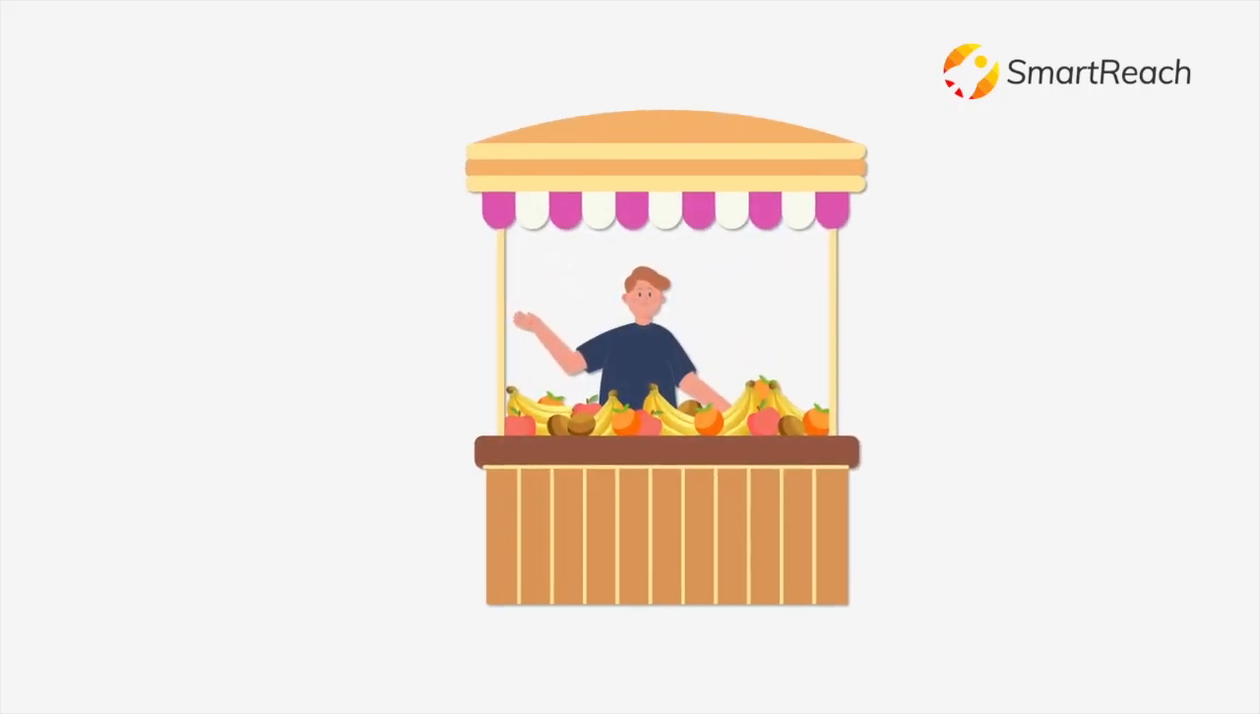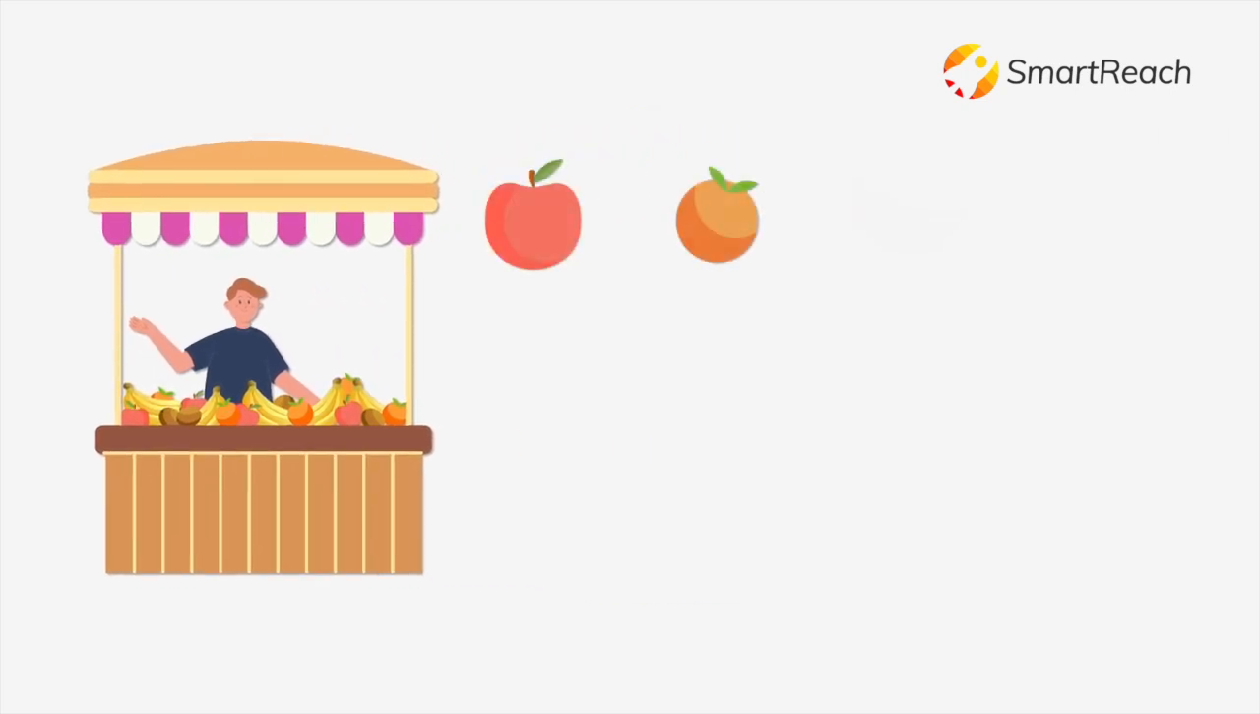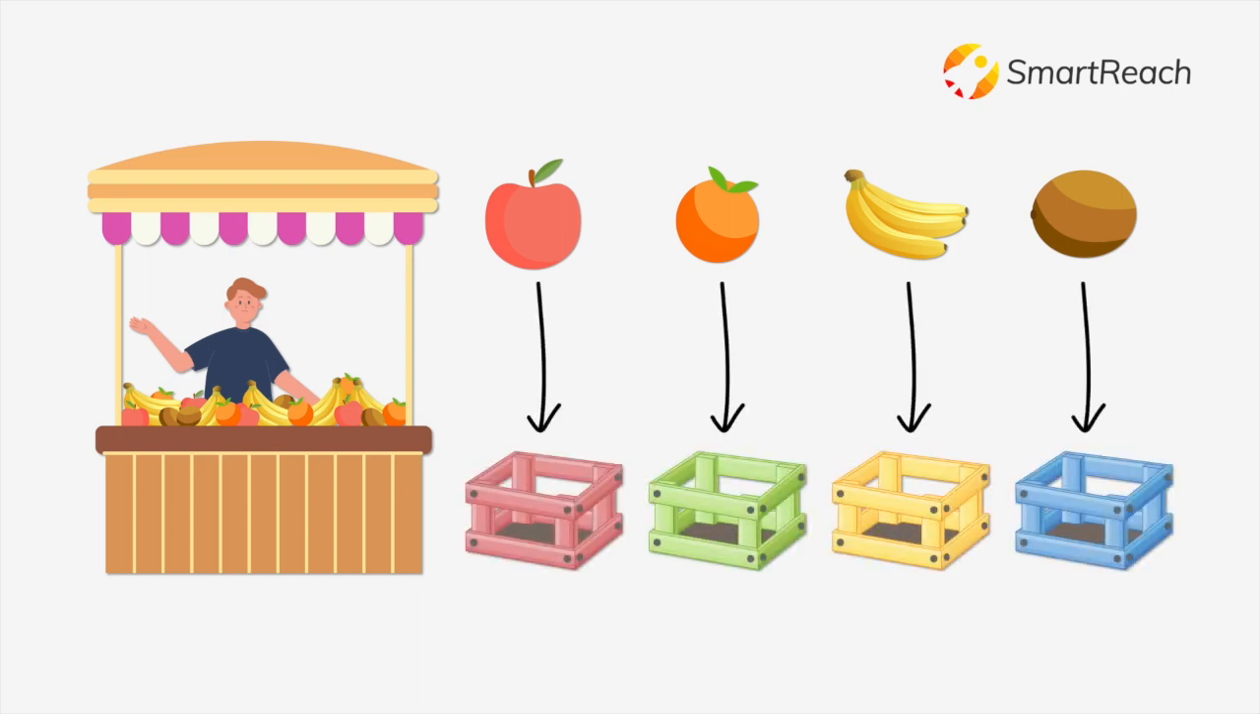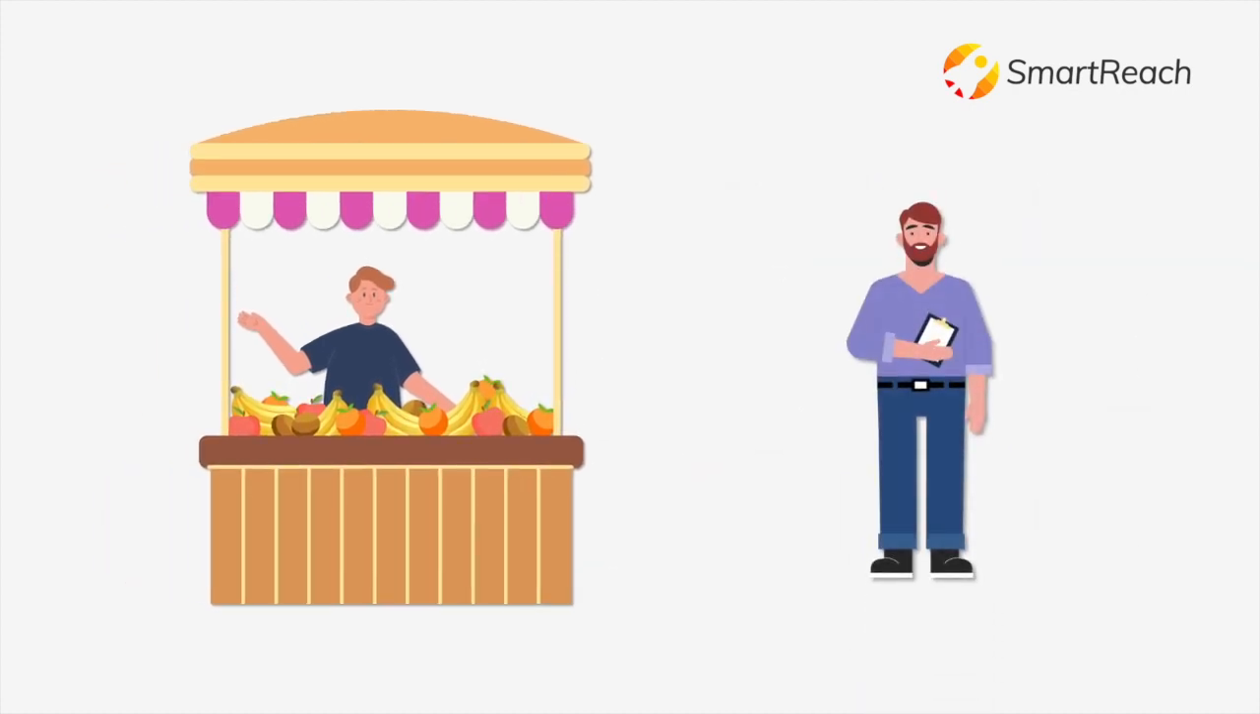So let's imagine that there is a fruit vendor who has a pile of different varieties of fruit mixed together. Let's say apples, oranges, bananas and kiwis. Now the fruit vendor wants to sort these fruits into different colored boxes and he wants to automate this task. So he appoints James to do this for him.